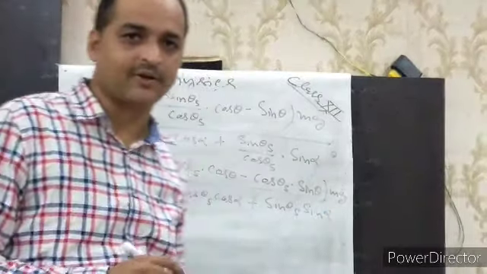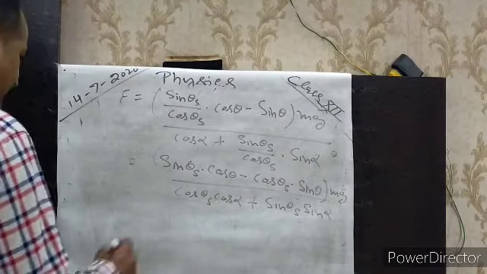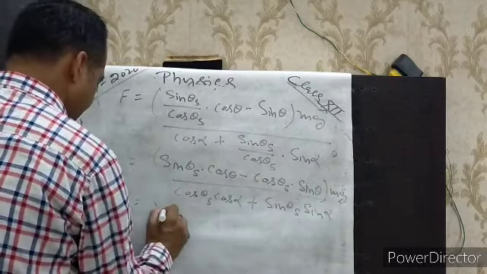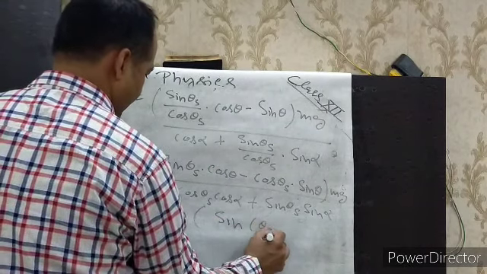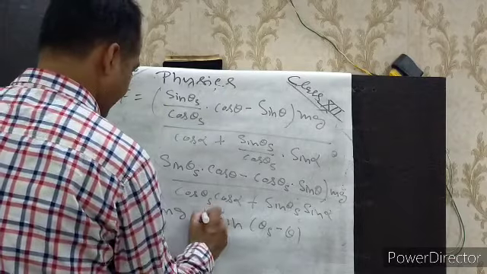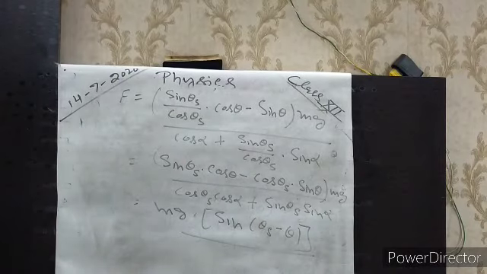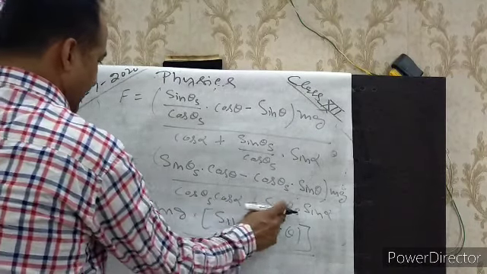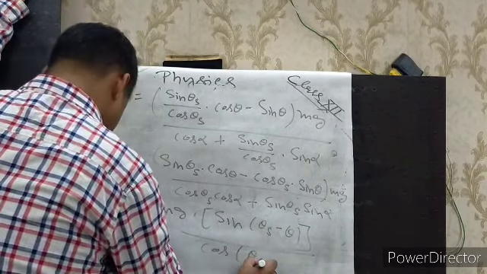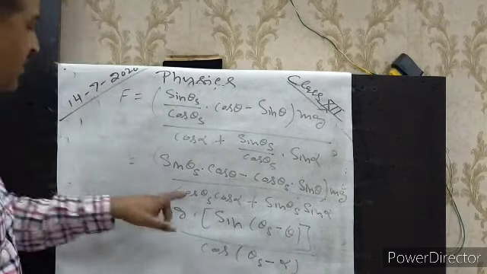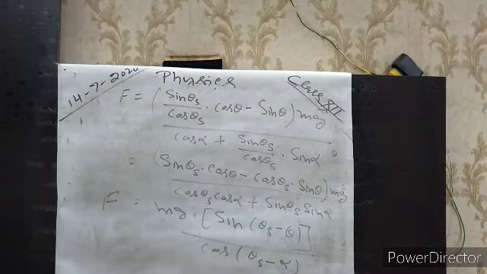Do you know any formula? Sin A cos B minus cos A sin B, there is a formula, sin of A minus B. Then you will write mg sin of theta s minus theta upon cos A cos B plus sin A sin B, which is cos A minus B, cos of theta s minus alpha. Now this is force F.